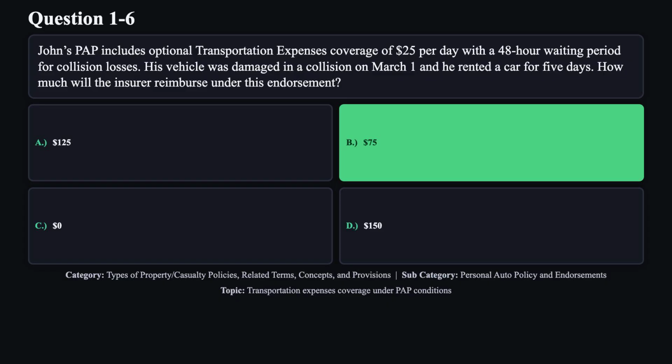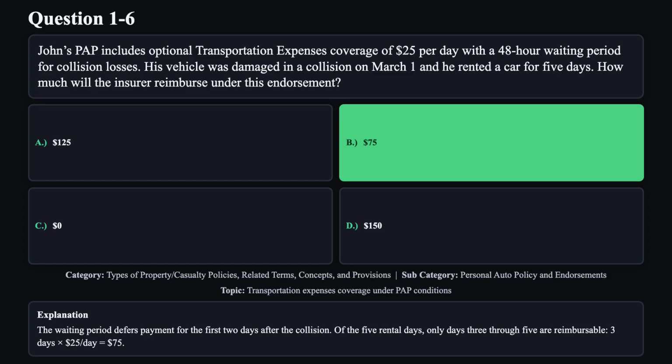The correct answer is B. The waiting period defers payment for the first 2 days after the collision. Of the 5 rental days, only days 3 through 5 are reimbursable. 3 days multiplied by $25 a day equals $75.